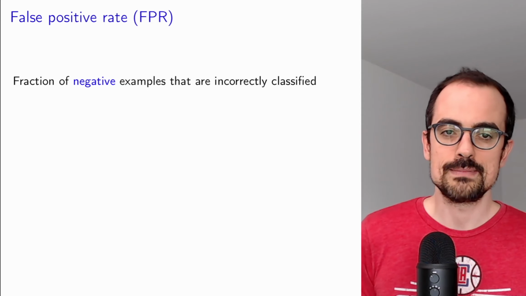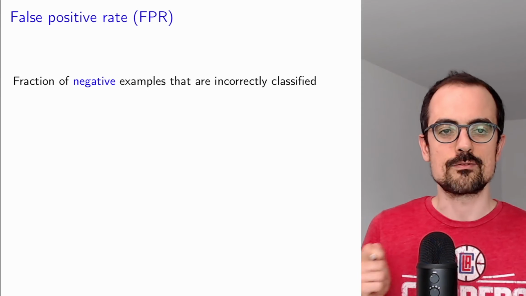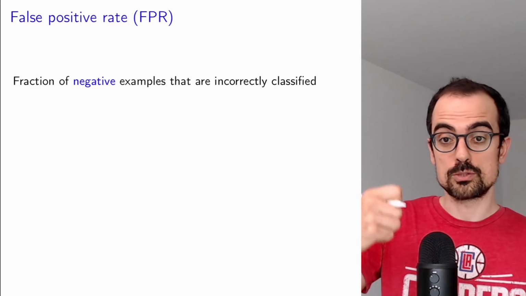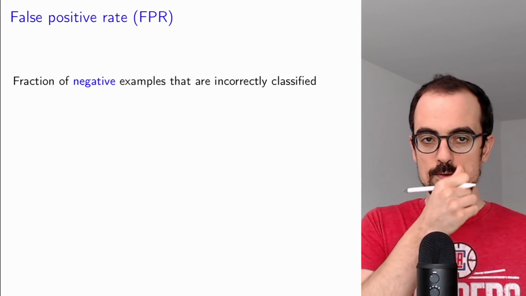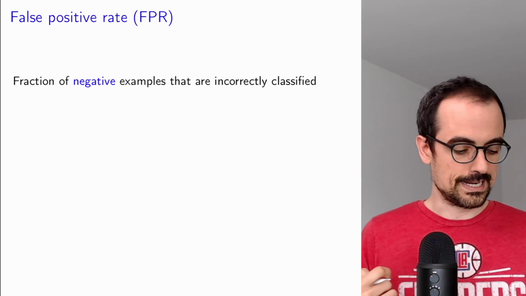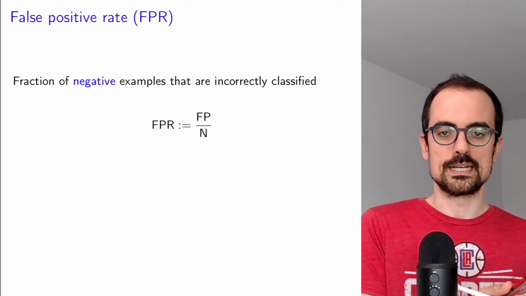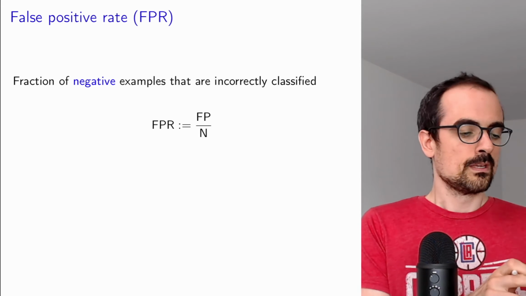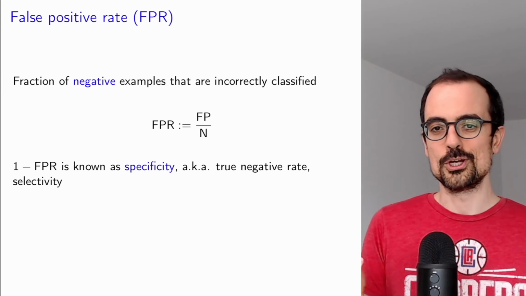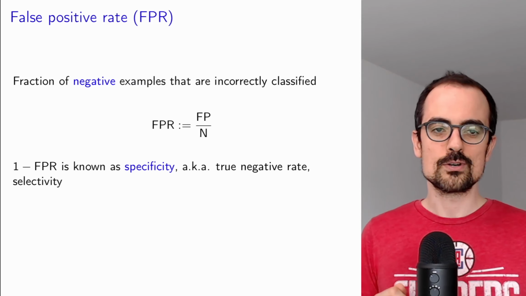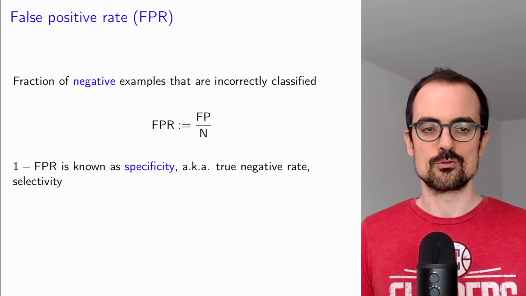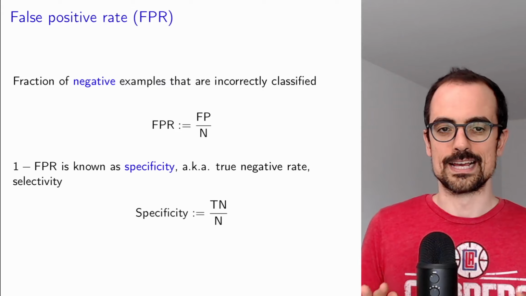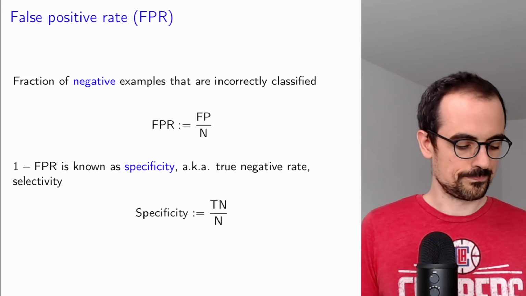Now, a complementary metric to that one is the fraction of negative examples that are incorrectly classified. That's called the false positive rate. It's the fraction of false positives among all the negative examples. So you take all the negative examples, and you see what fraction of those are false positives. You could also do the opposite, right? You could say 1 minus the false positive rate, which is the specificity or true negative rate, or selectivity, which is the true negatives divided by the total number of negatives. This expresses the same thing.